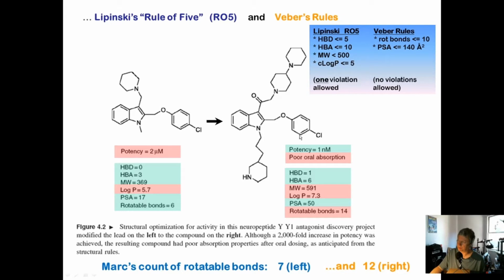The right side molecule was potent, IC50 roughly 1 nanomolar, but it had poor oral absorption that you can predict using these parameters in Lipinski's rules and Weber rules. Okay, so now let's move back into where we are in the PowerPoint and getting into the computational prediction of Lipinski's rule of 5 and the Weber rules. Okay, so I'm going to jump forward again.